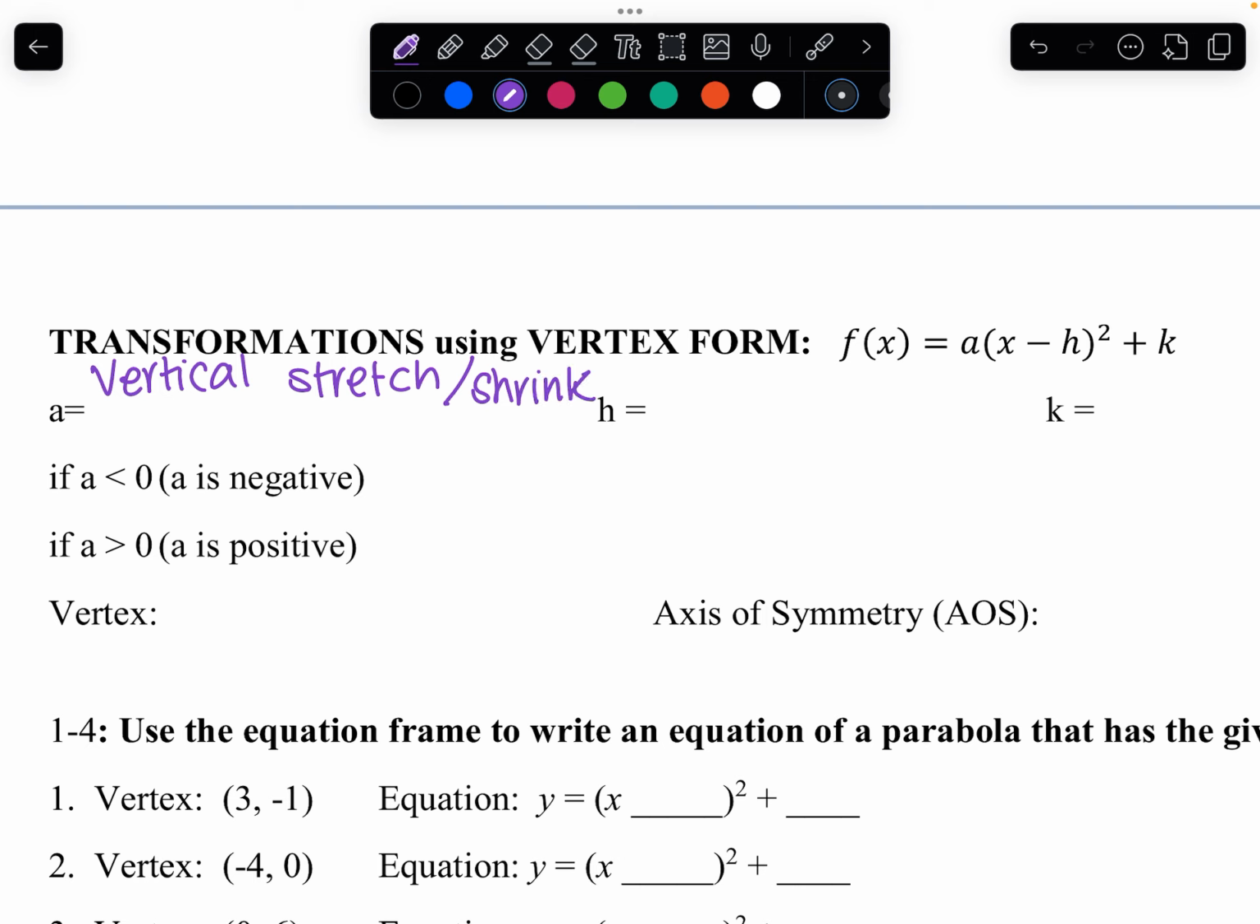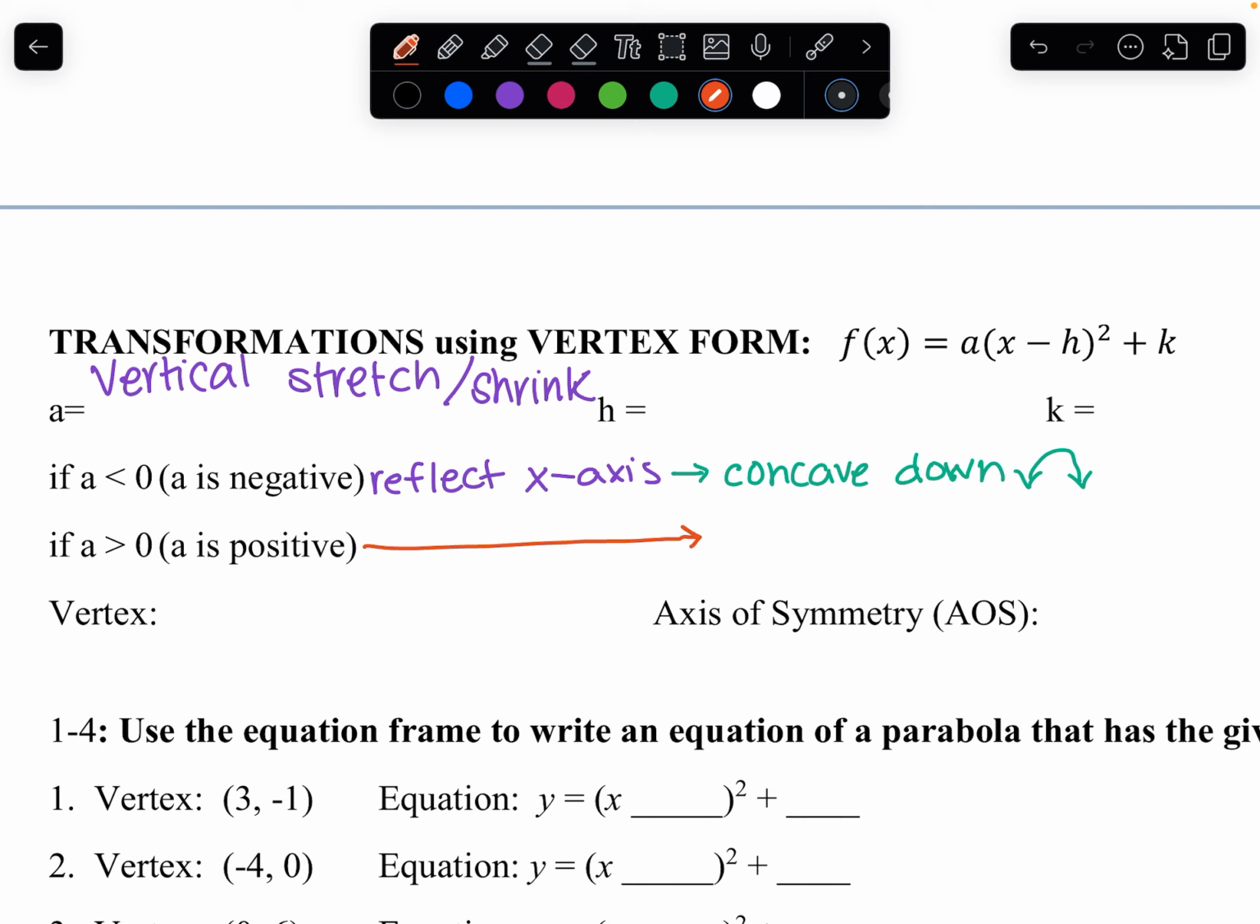If A is negative, that means it's a reflection over the x-axis. Now, what it also means from yesterday is that it is concave down. And so, what our graph would look like if we have a reflection, it's going to be a sad face. And then if our A value is positive, there's no reflection, but we can tell that it is concave up, and it's a happy face.